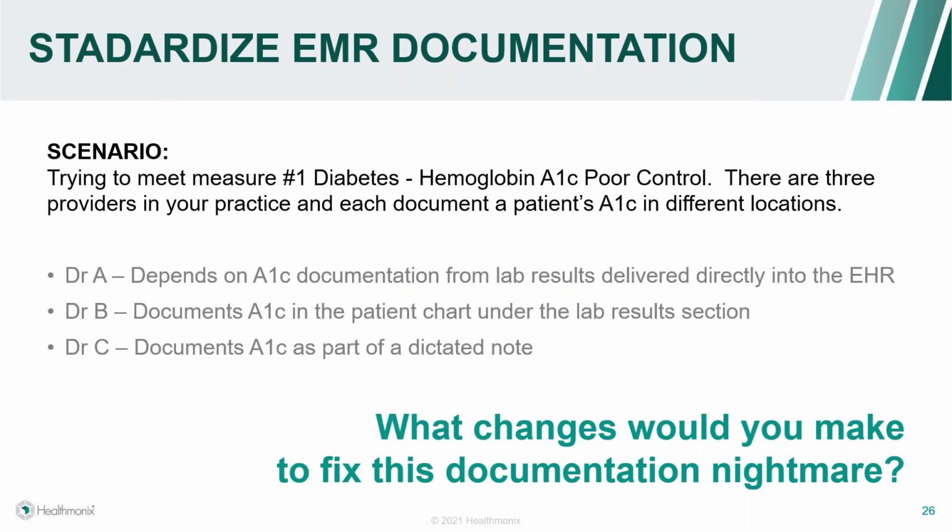Dr. B documents the A1C in the patient's chart under a lab results section. So maybe showing in a different area where the A1C for Dr. A goes to an actual source that says A1C, while Dr. B is just putting it in one common area that says lab results. And then Dr. C, documentation is part of a dictated note, so not as structured data. So what changes would you make to fix this nightmare?